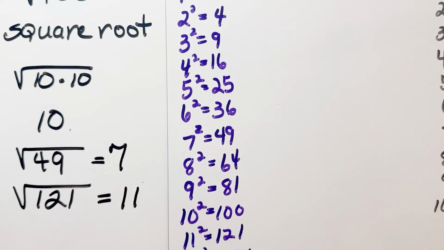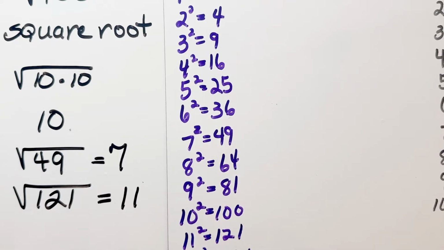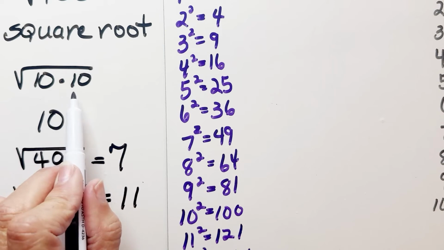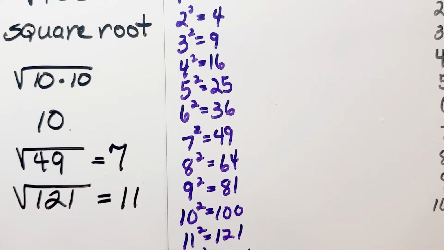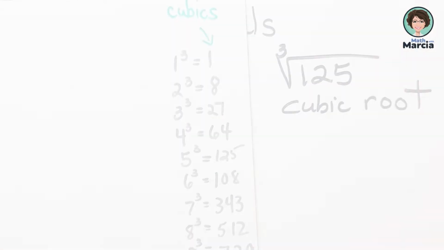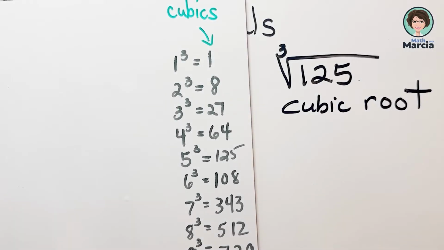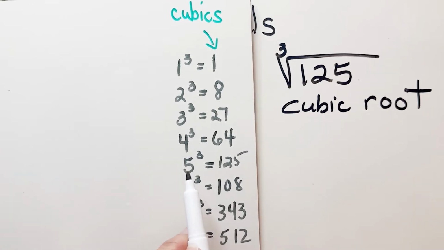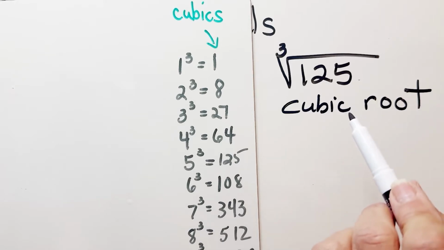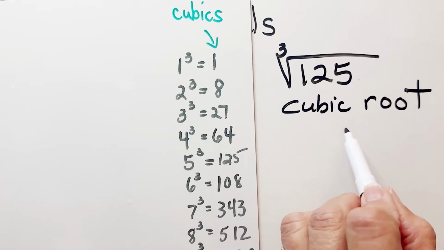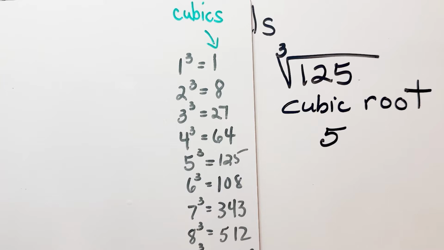Taking it now to your cubic roots, instead of thinking about twin factors, you have to think of 3 numbers that would be multiplied together. So I guess we're going to call them triplets. These are some of the listings of your basic numbers that you may be using. A triplet that would equal 125. So I see, oh, well, 5 cubed is 125. So I know the cubic root of 125 is 5.